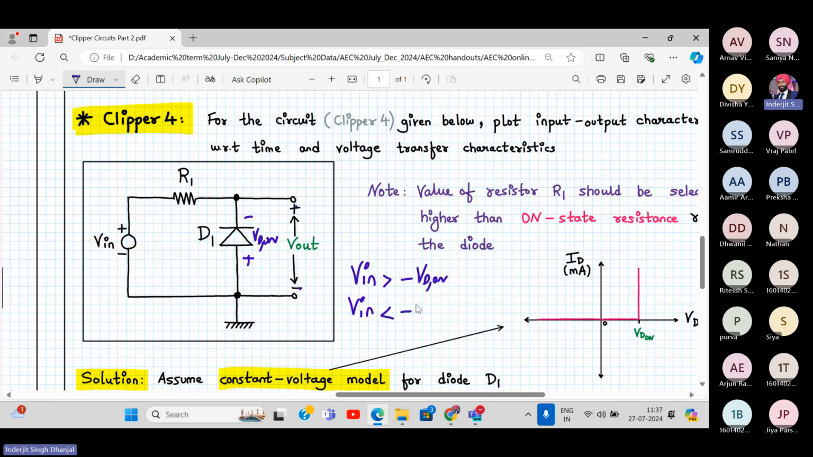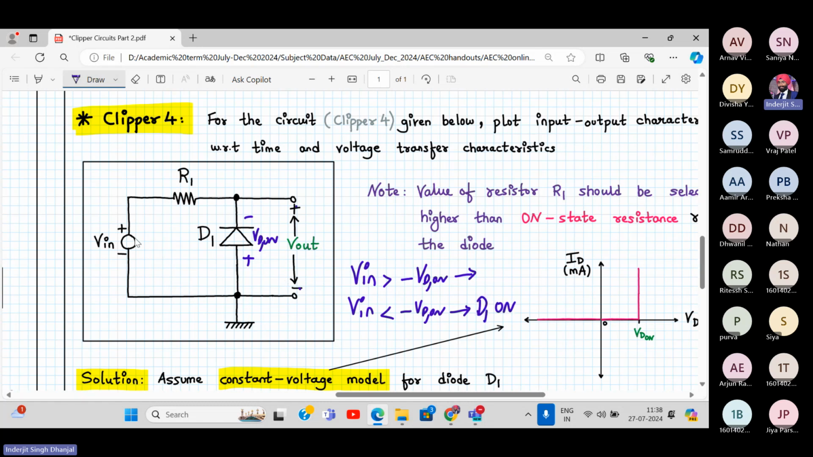Just understand this. Now, in which case will the diode be on, case number 1 or case number 2? V in is greater than minus VD on: will the diode turn on? No. Or V in is less than minus VD on: will the diode turn on? Less than. Which case, second case or first case? Second. Yes.